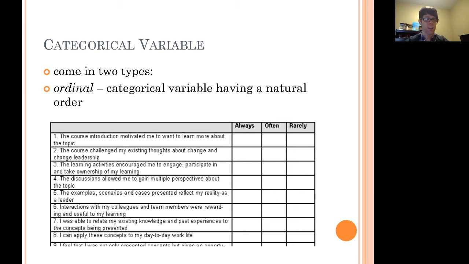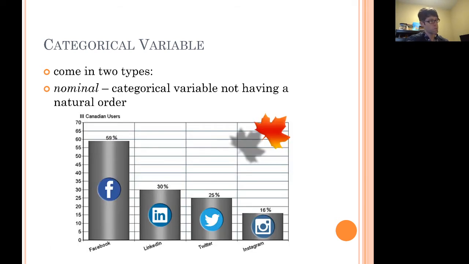Notice that the way we've broken this collection down is always, often, rarely. And those words inherently have some kind of order to them. It wouldn't be like male or female. Something like male or female doesn't really have an inherent order to it, but something like always, often, and rarely feels a bit more structured, a bit more ordered. So all of the questions in this particular questionnaire would all be categorical, and they would all be ordinal. They all have some kind of order associated with the responses that we're getting from our students.